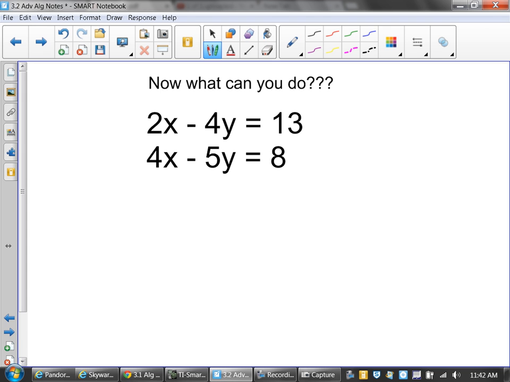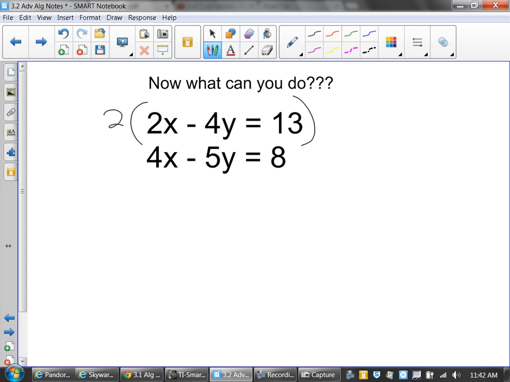You don't want to do substitution, guys. Do you see a variable by itself? No. Don't do substitution. Use linear combination. Try to eliminate one of the variables. Pick x or y. What do you want to get rid of? X. All right. Notice 2x and 4x. What do you want to multiply one of them by to make it look like the other? Multiply the top one by 2.